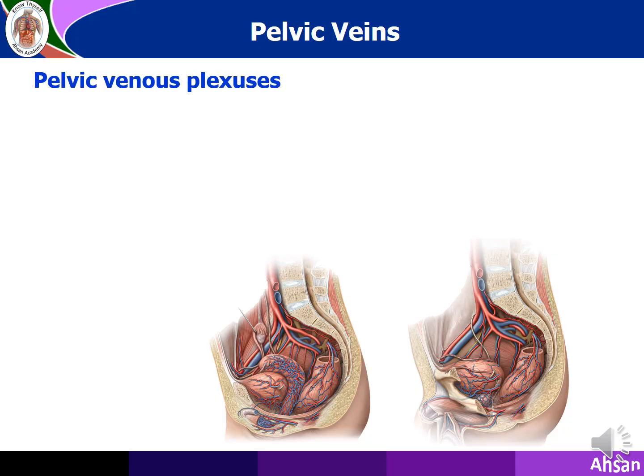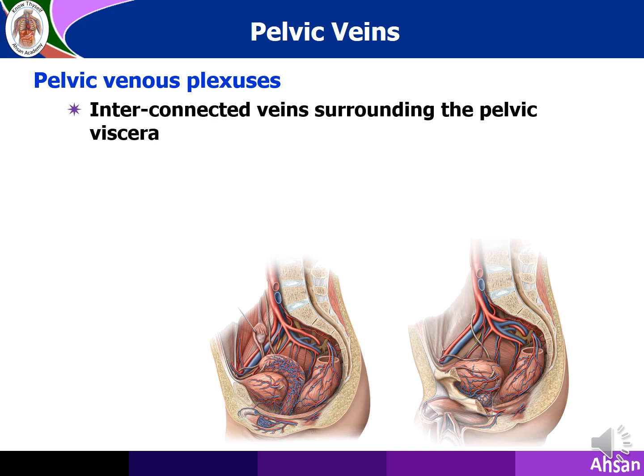So the pelvic veins actually arise as a plexus of veins inside or outside the wall of different organs. So there is an interconnecting venous plexus around the viscera, and they are named as the rectal venous plexus. Naturally, you can guess that it is near to the rectum and anal canal. The vesical venous plexus is close to the urinary bladder. Both these two plexuses are present in male as well as female.